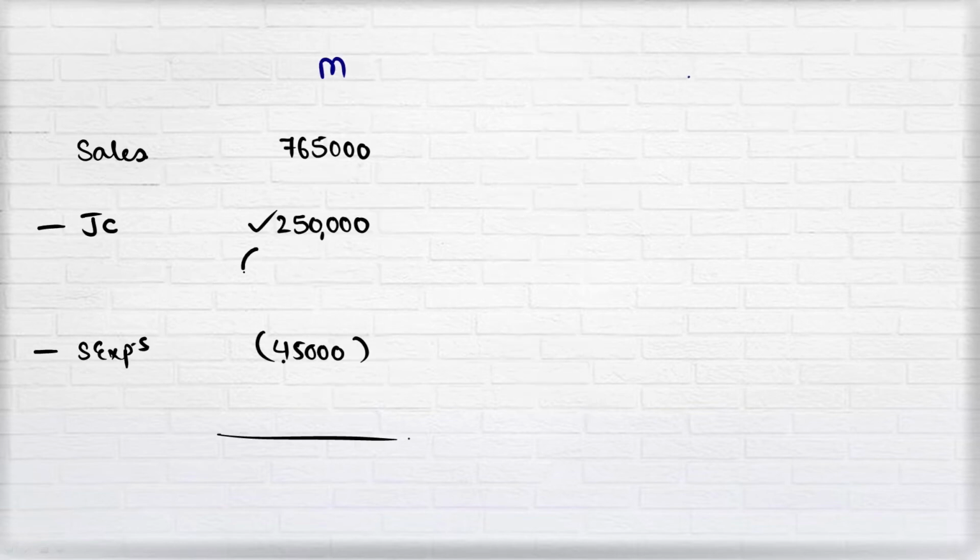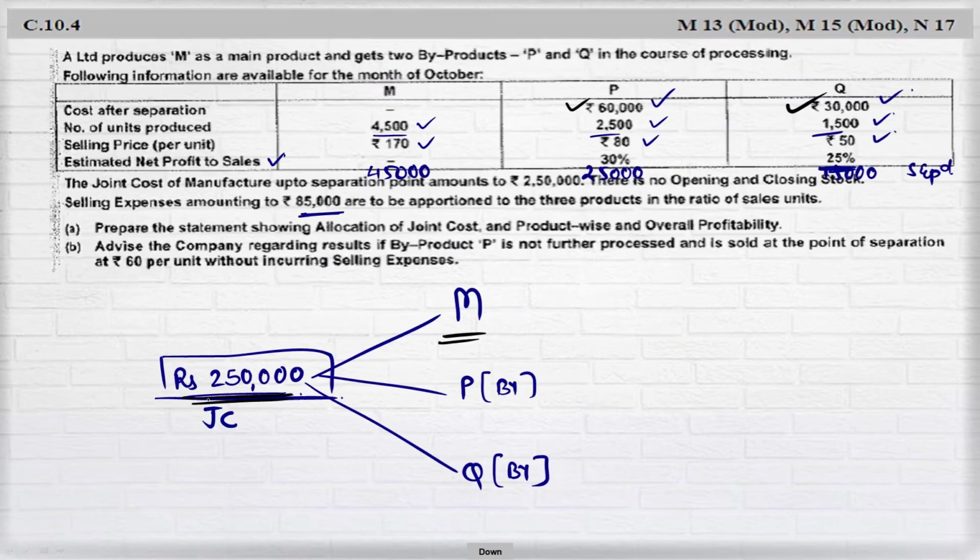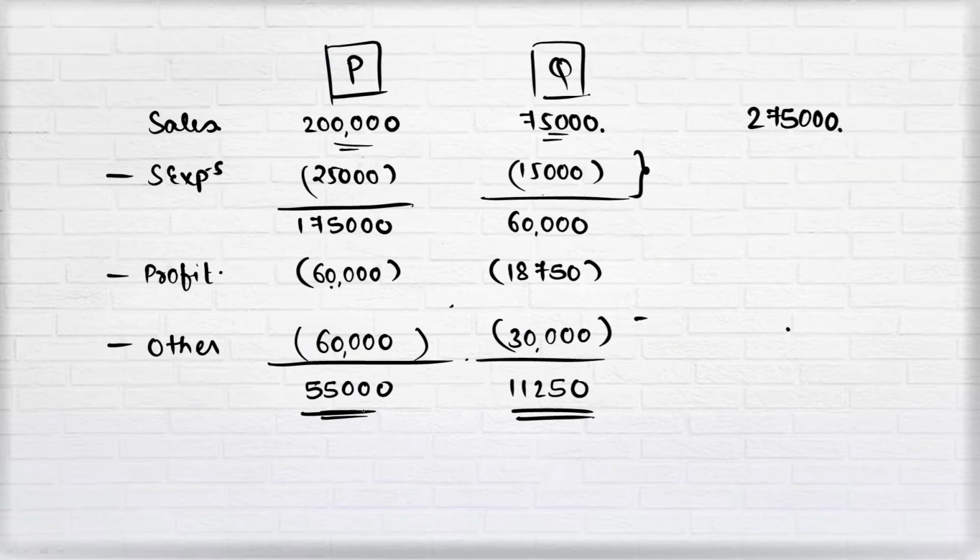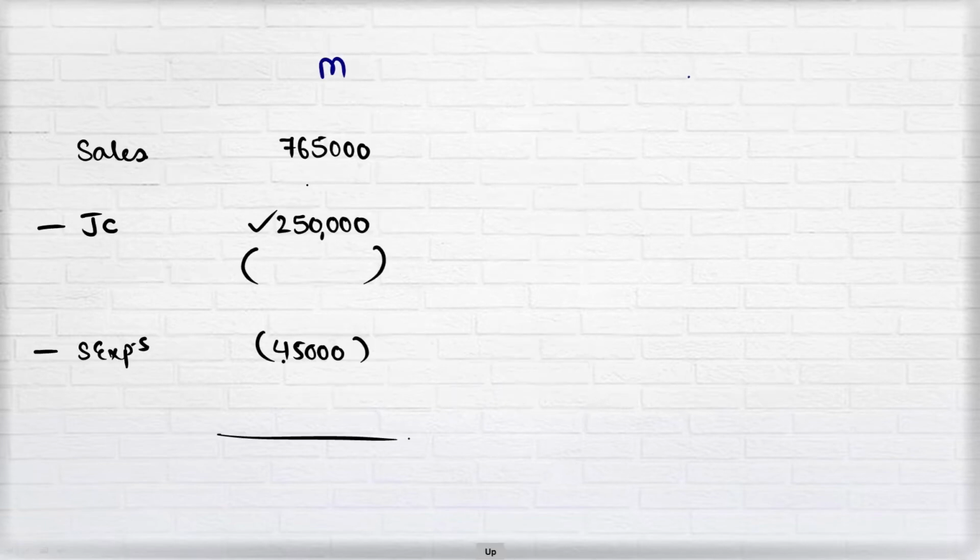How much joint cost will be reduced? Only by this amount. 55,000 plus 11,250. What is the answer? 66,250 rupees. So my joint cost will be reduced for M only by 66,250, because of whom? P and Q.